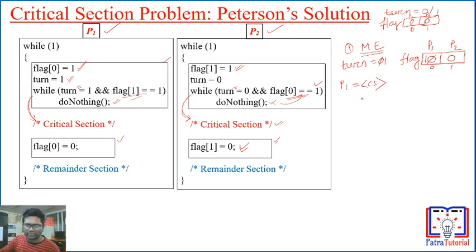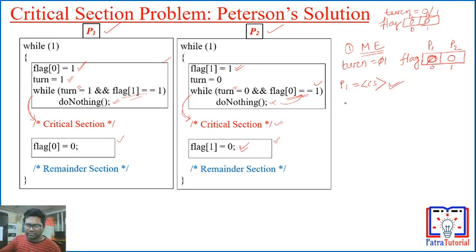Okay, critical section. Now it will complete the execution, then again it will change the value of flag of 0 to 0. Let me erase this part. So right now the value of flag of 0 is 0 only. So P1 successfully completed one iteration.